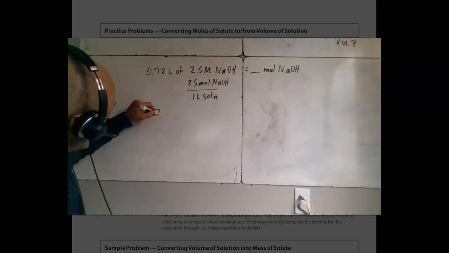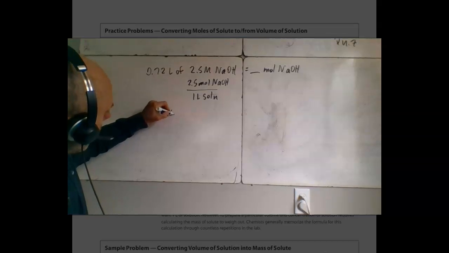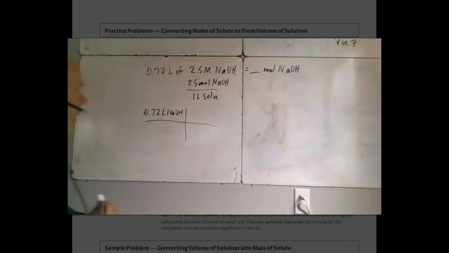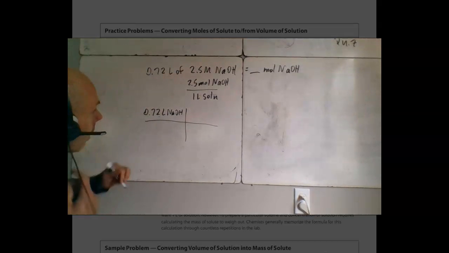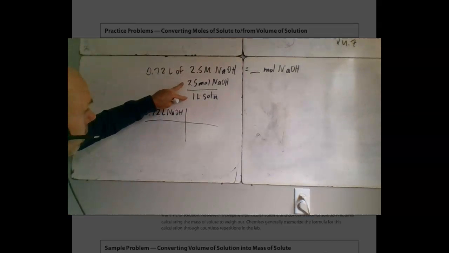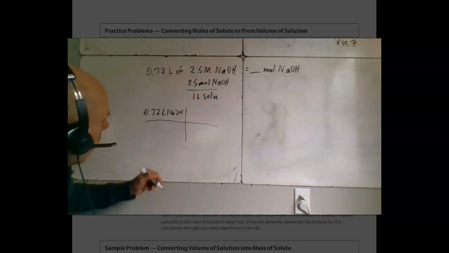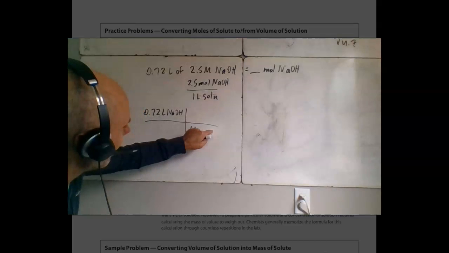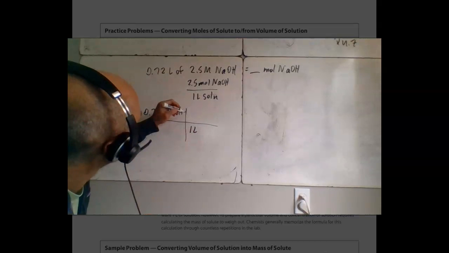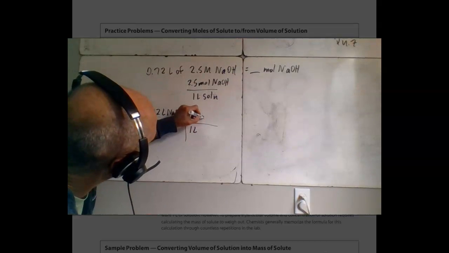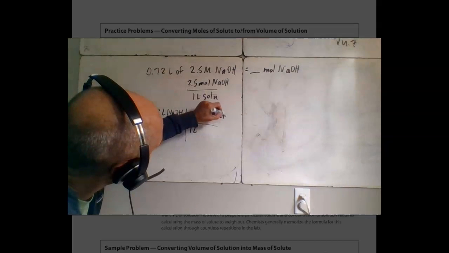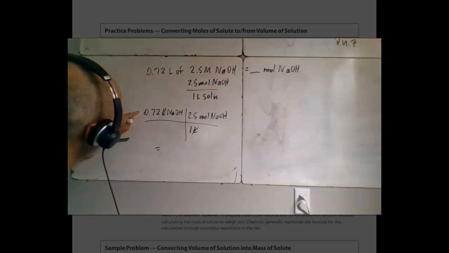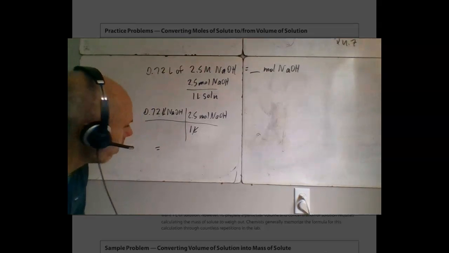So 0.72 liters NaOH. Back up a bit so you can see it. And then I know I want to use the conversion factor that has liters on the bottom and moles on the top so that liters cancels and I end up with moles. So 1 liter. Don't need to put solution there. Never a bad idea. And then 2.5 moles of NaOH on top. So liters will cancel. We'll multiply 0.72 by 2.5.